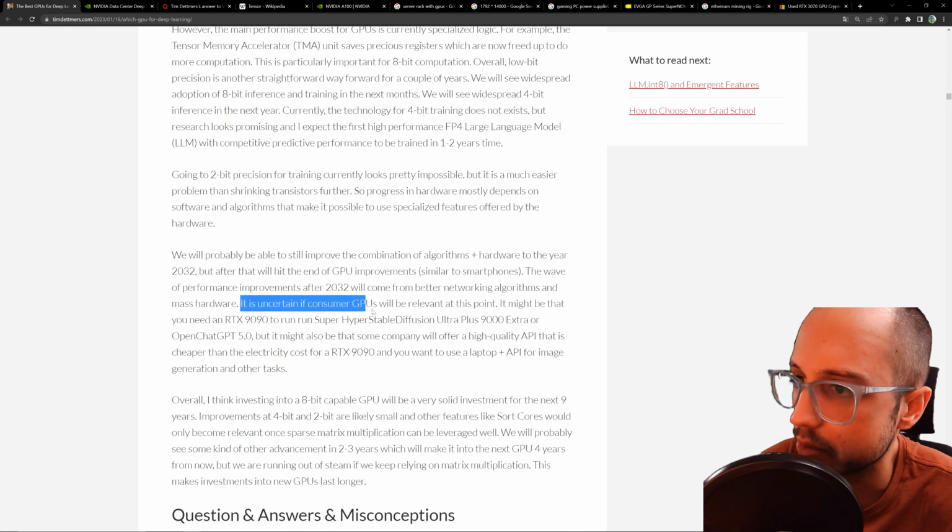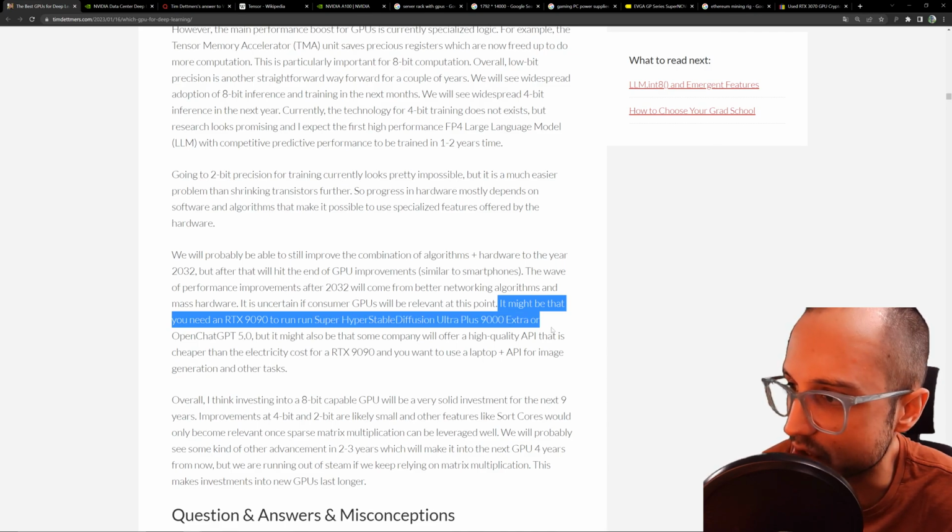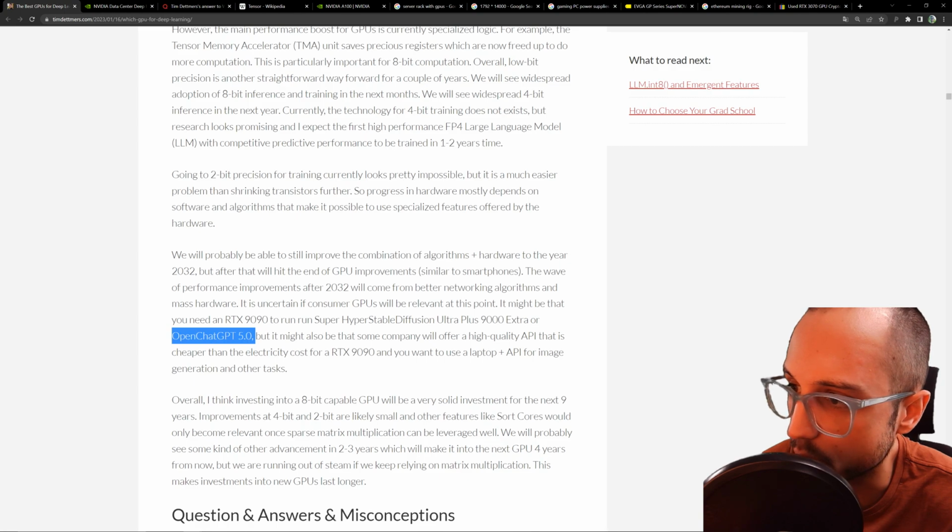It is uncertain if consumer GPUs will be relevant at this point. It might be that you need an RTX 9090 to run super hyper Stable Diffusion Ultra Plus 9000 Extra or open ChatGPT 5.0.